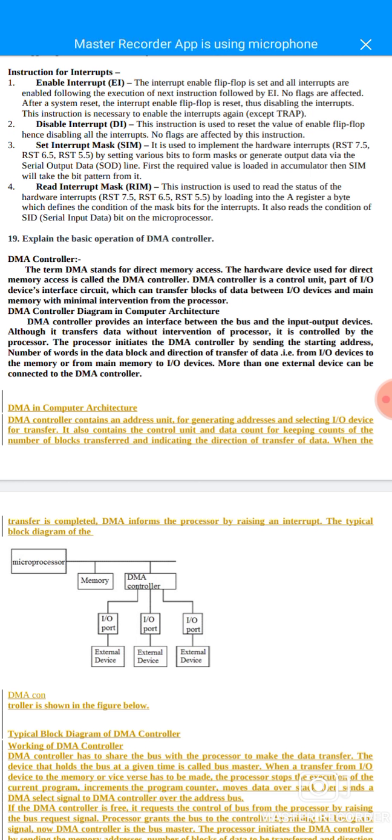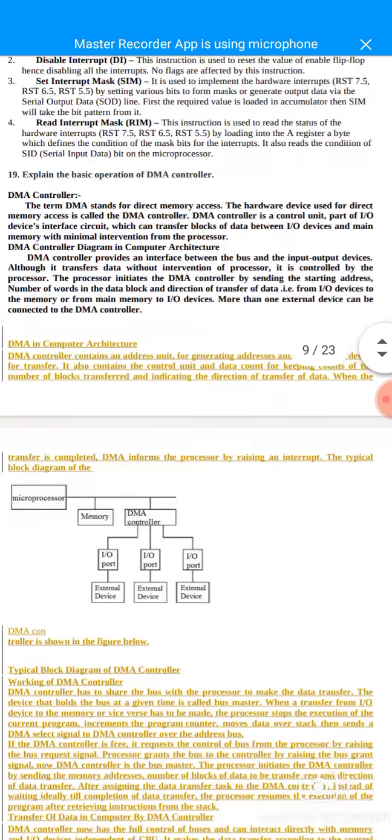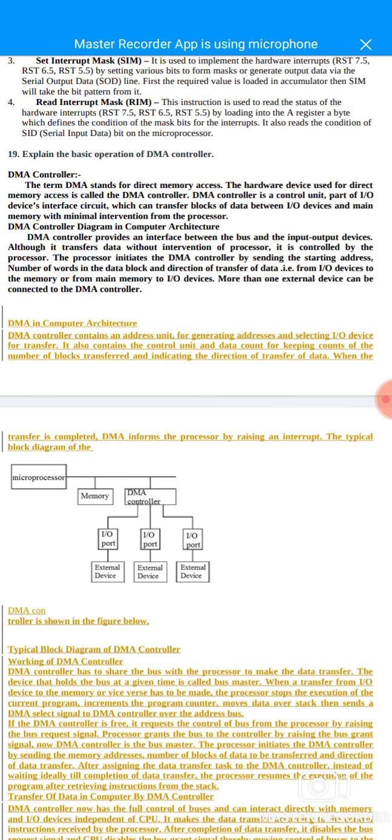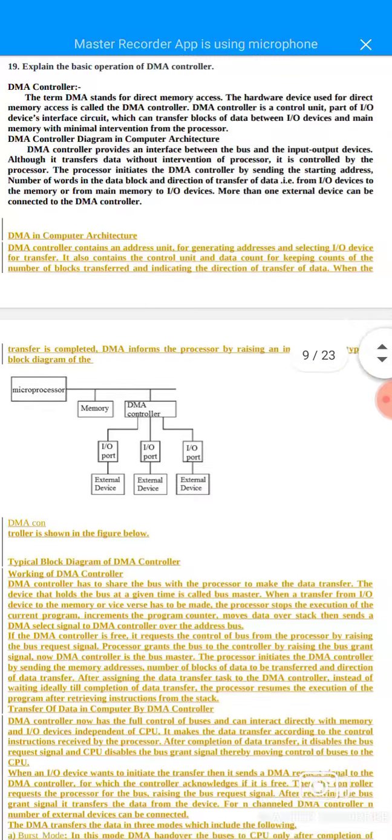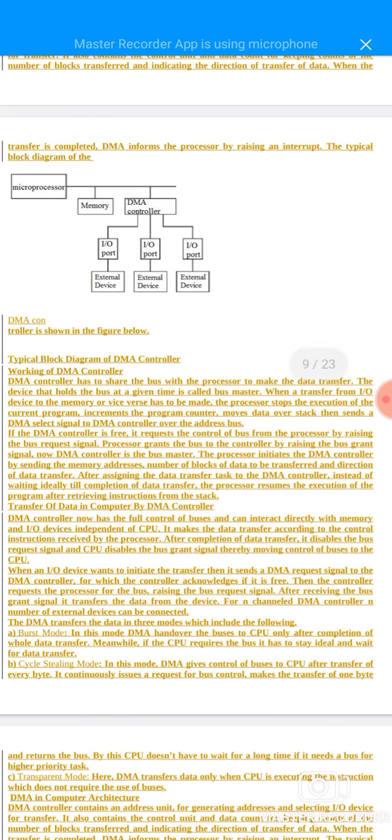The typical block diagram of the microprocessor, memory and DMA controller. It controls the input-output ports of three external devices, and three input-output ports are displayed on the screen. A typical DMA controller shares the bus with the processor to make the data transfer, and the device that holds the bus at a given time is called the bus master.